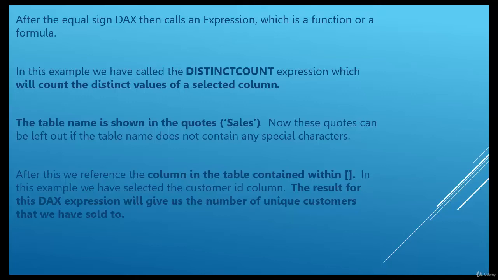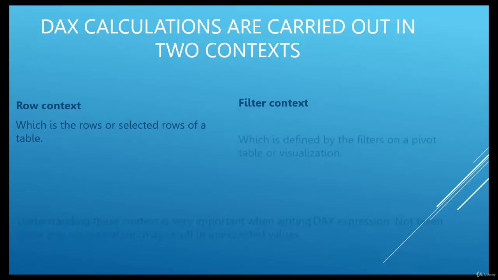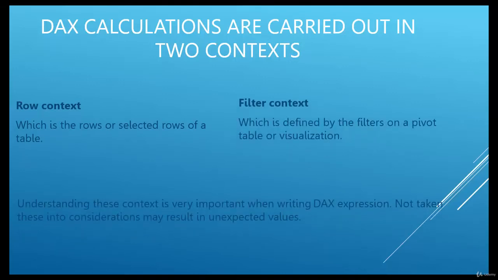Now, there are two important contexts in DAX calculations: row context and filter context. It's very important to understand these two contexts because this will make things clear about how numbers are calculated, how expressions are calculated, and how the values are achieved. So in order to avoid any unexpected value, you have to be very clear about row context and filter context.